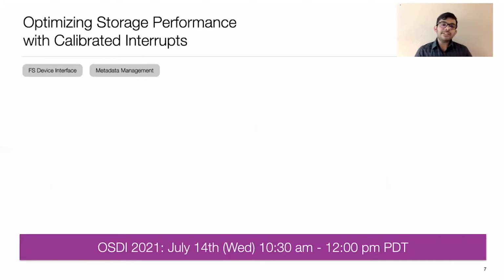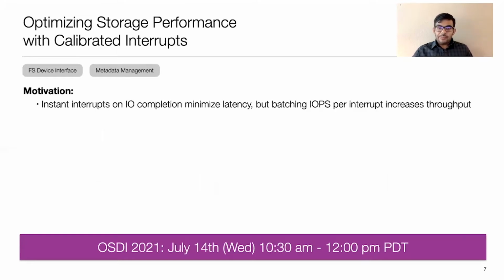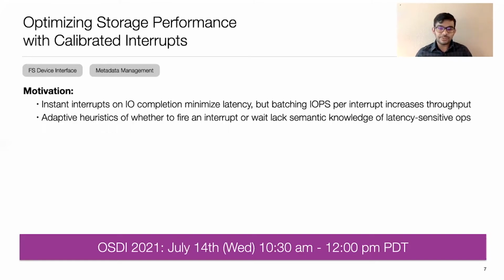The next is optimizing storage performance with calibrated interrupts. Now, whenever you issue an I/O request to a device, the device responds with an acknowledgement via issuing an interrupt. Now, there are competing goals where the latency observed is lower if the device instantly responds or instantly issues the interrupt, whereas the throughput increases if the device waits for a bit, processes a bunch of I/O operations that are close in time, and issues one interrupt encompassing all those operations instead of an interrupt per operation.